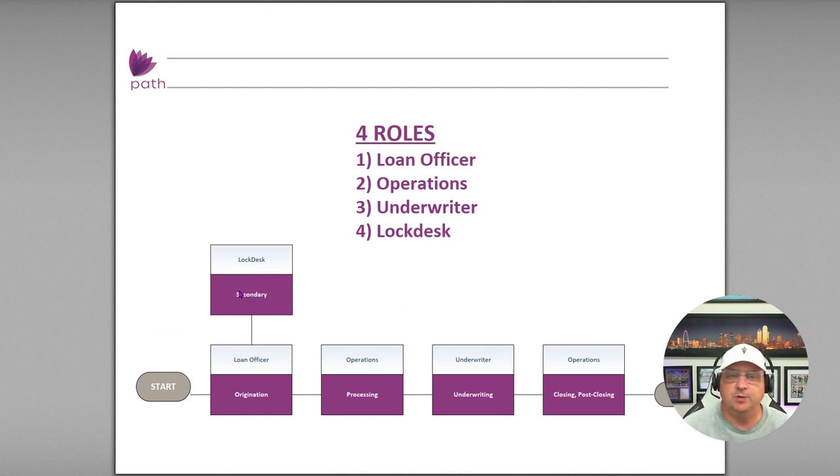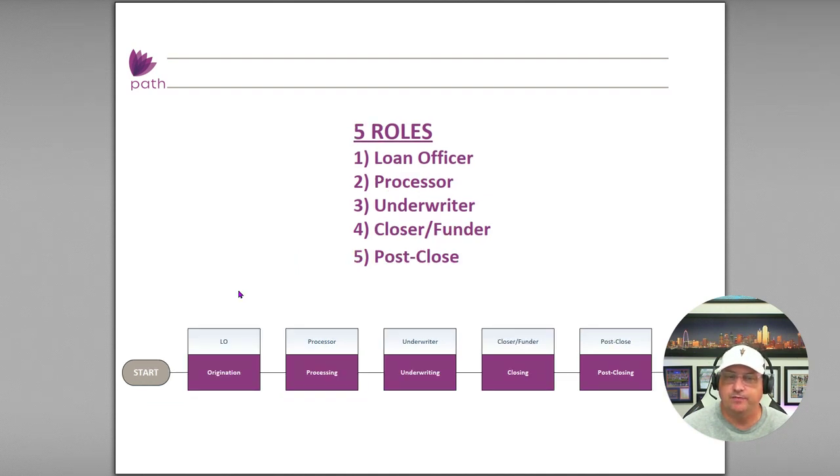Now, moving into a five-role configuration, and this is more of a traditional workflow, is where you set up a role for every department. So a role for origination, a role for processing, a role for underwriting, a role for closing and funding, a role for post-closing. And of course, you can still set Path up this way, but we've just found as the industry has gotten more competitive and you've had to really leverage everything you can out of all your resources, we're coming across a lot of customers that are in that scenario where they have users wearing multiple hats.